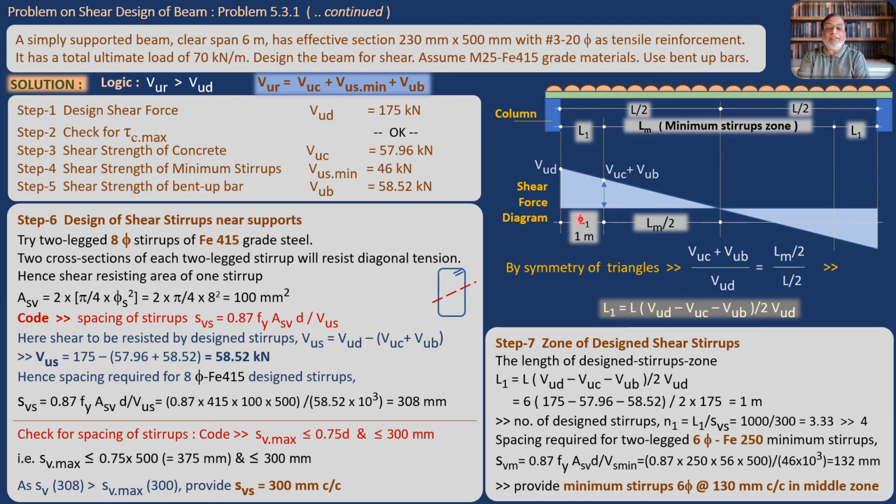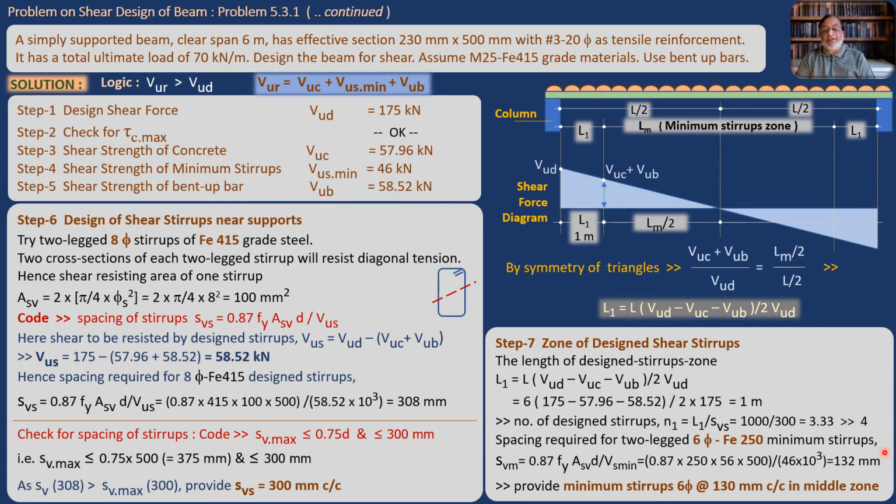So we have calculated that this L1 will be 1 meter. It means that in this 1 meter we will provide 8-5 stirrups at 300 mm center to center. Now in 1000 mm, how many stirrups will you get at this spacing? This 1000 mm distance is to be divided by 300 mm, so the number of designed stirrups N1 will be equal to L1 upon SVS, which is 1000, the L1, upon 300, the spacing.